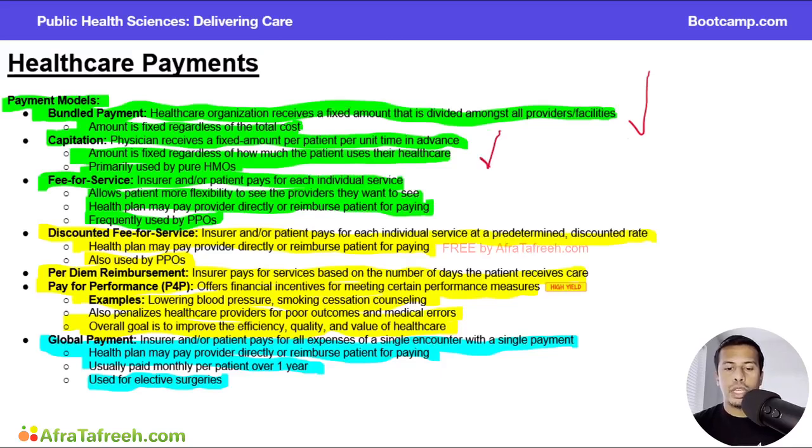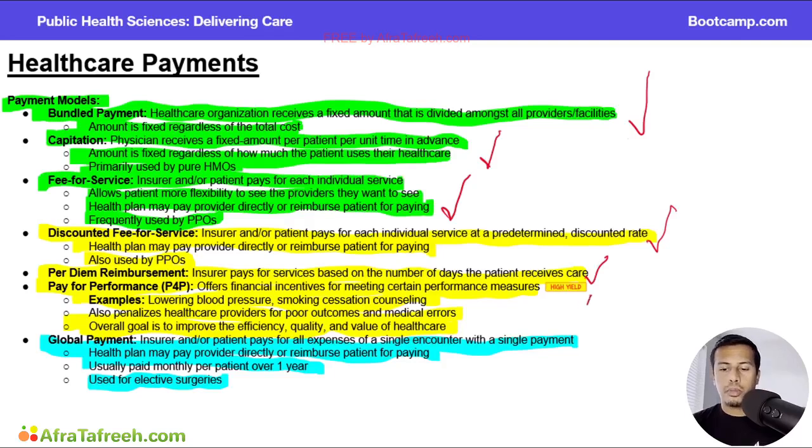Fee for service, the insurer and or the patient is paying for each individual service, and this is frequently used by PPOs. Discounted fee for service is the same thing, but is a discounted predetermined rate for each individual service, also frequently used by PPOs. Remember, it is allowing for that flexibility that is offered with a PPO. Per diem reimbursement, the insurer is paying for services based on the number of days that a patient receives care.